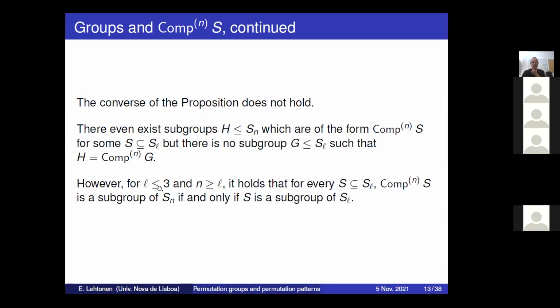However, if L is at most 3 and N is greater or equal to L, then it holds that for every subset S, Comp_N(S) is a subgroup of S_N if and only if S is a subgroup of S_L. But this is a very, very special case.